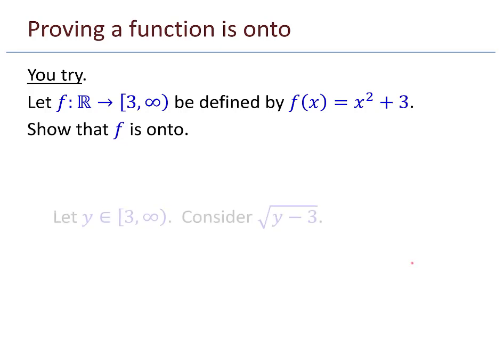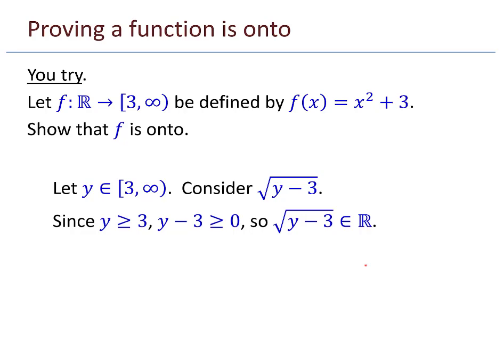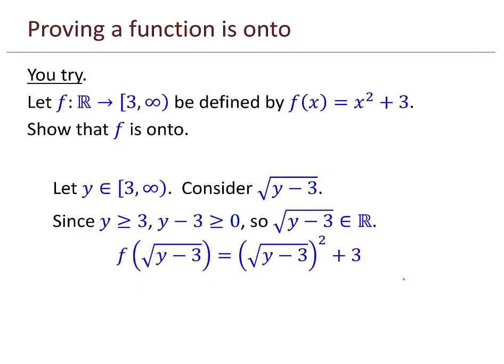Let's take a look. Let y be an element of all the real numbers 3 or greater. Consider this. Did you come up with this guy? The square root of y minus 3. First of all, I need to confirm that that thing really is in my domain. Since y is greater than or equal to 3, y minus 3 is greater than or equal to 0, so the square root of y minus 3 really is in my domain. So that's the first thing you need to check. Make sure that this element you are proposing really is in your domain. Then let's apply the function to it, and we find that we get y.